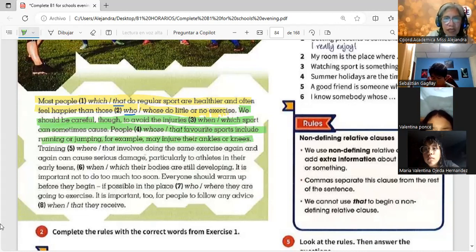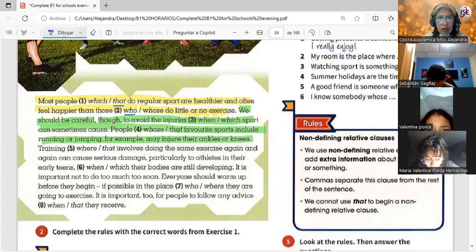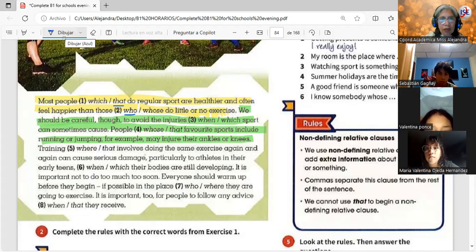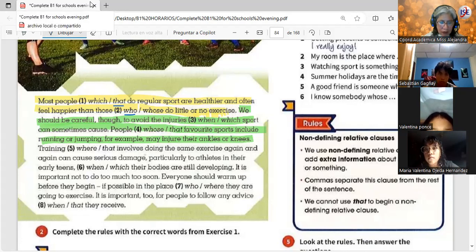Can you read, please, the green part, Valentina? Using the correct word: when or which, whose or that. Please read it. We should be careful so as to avoid the injuries.